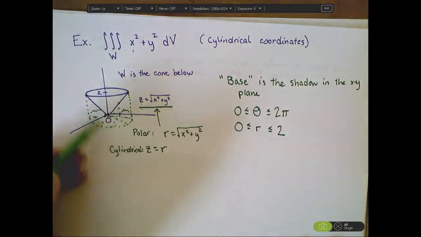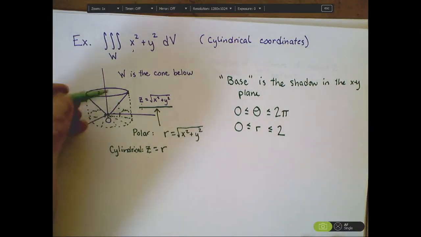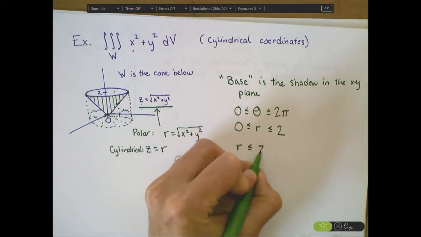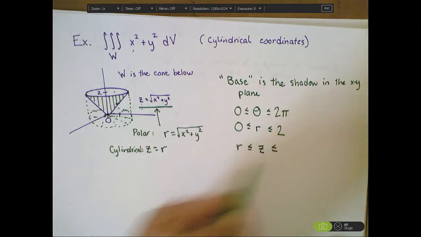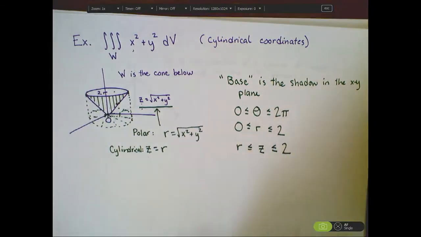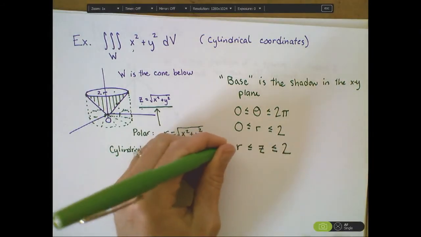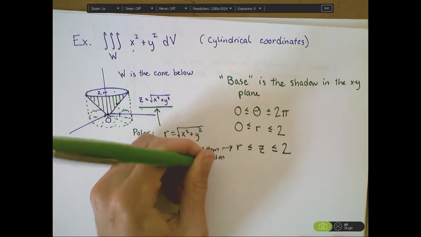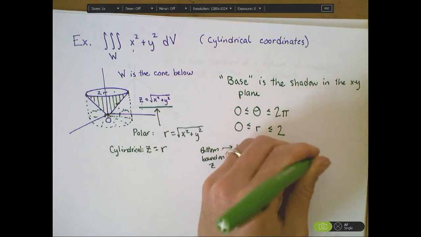Finally, what are the bounds on my z values in this case? If you're thinking of the height in this cone, z values start down here at the line z equals r, and they extend upward until z hits a maximum value of 2. That means that the bottom bound on my z value is r, whereas the top bound on my z value is up at 2. So this is my bottom bound on z, and 2 is the top bound on z.